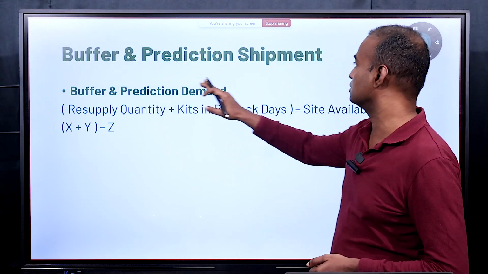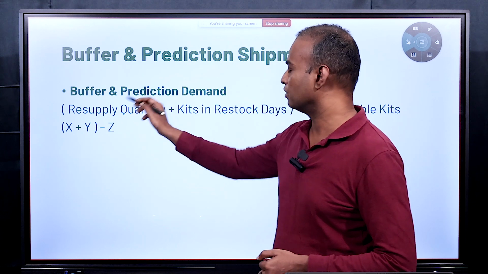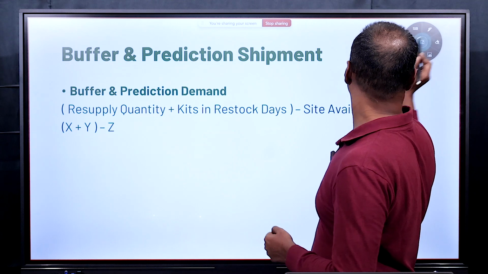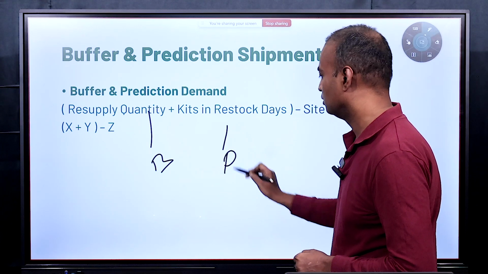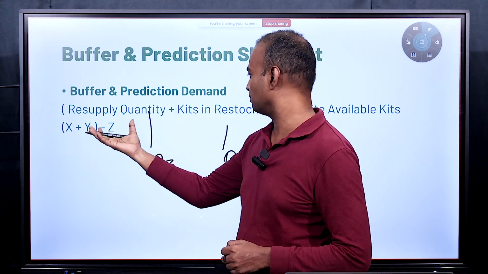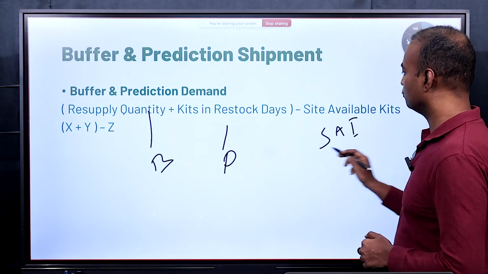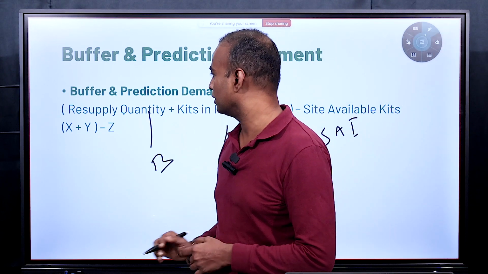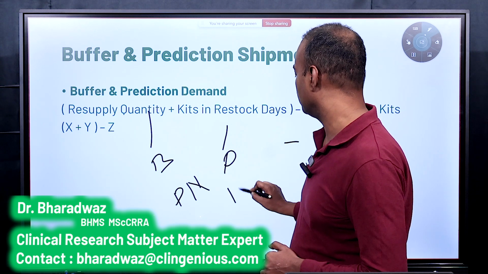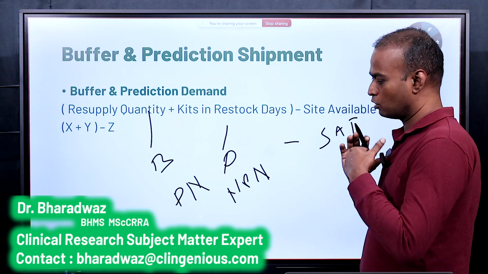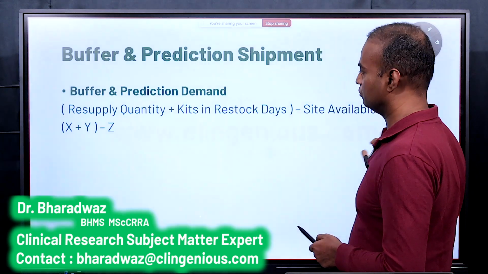When you have buffer strategy as well as prediction strategy, and you want to raise the shipment based on prediction and buffer, then what you have to do is this. Resupply quantity, you are getting from buffer strategy, and kits in restock days you are getting from prediction strategy. So first you add the resupply quantity and kits in restock days, and subtract site available inventory from it. The shipment you get contains the number of kits needed to satisfy both predictable needs and non-predictable needs at a site. So if you want to use them combined, this is the formula. If you want to use them independently, you can. There are various ways of doing it.